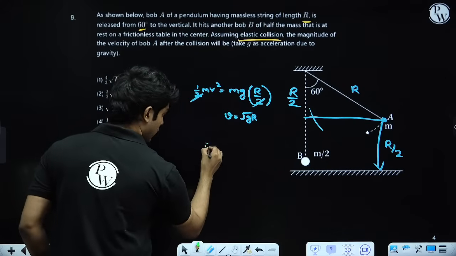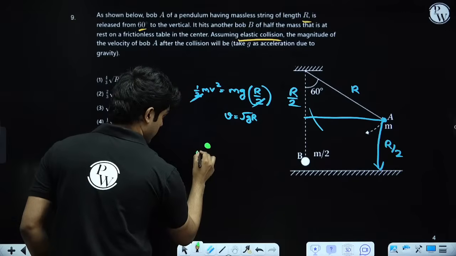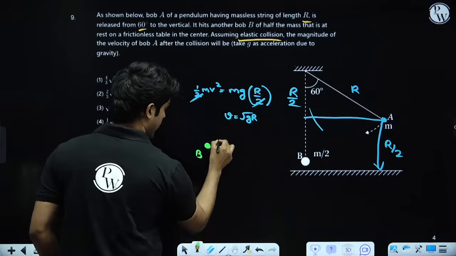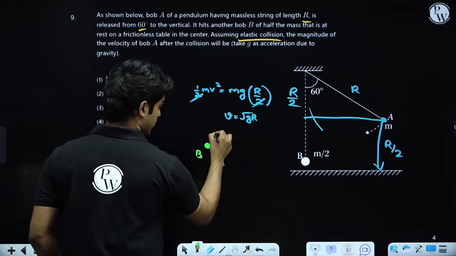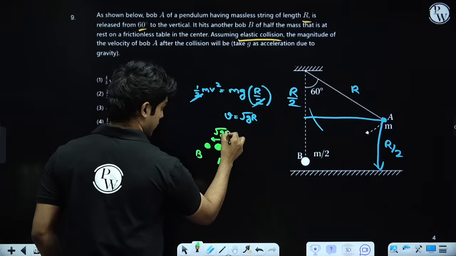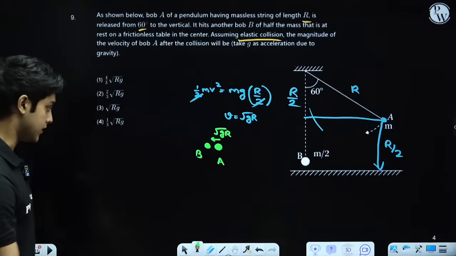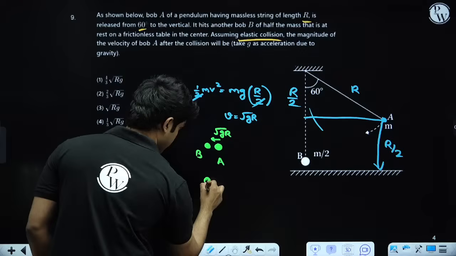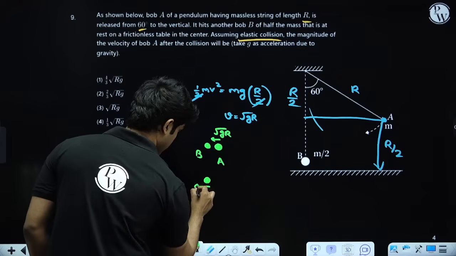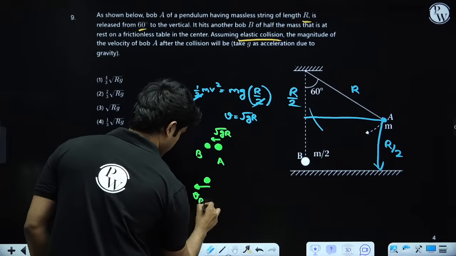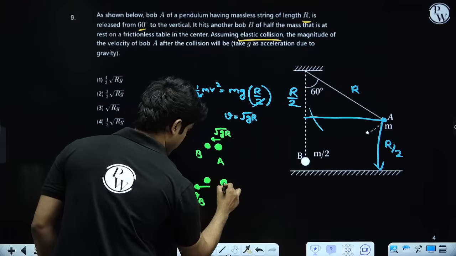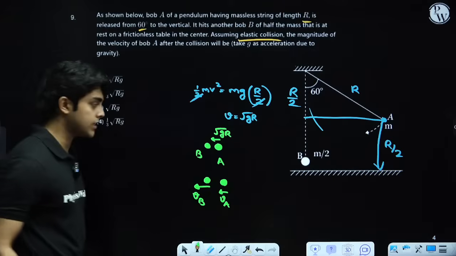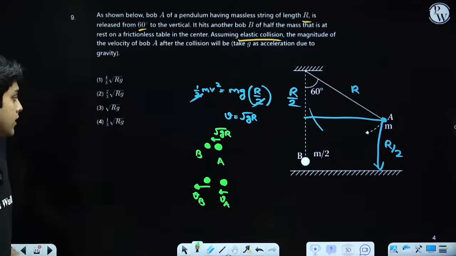So this is ball B and this is ball A. Ball A is going to have a leftward velocity of root gr. Ball B is at rest. Okay, so now they are going to collide and B will have some velocity to the left. Let's call it VB. And A will have some final velocity. Let's call it VA.